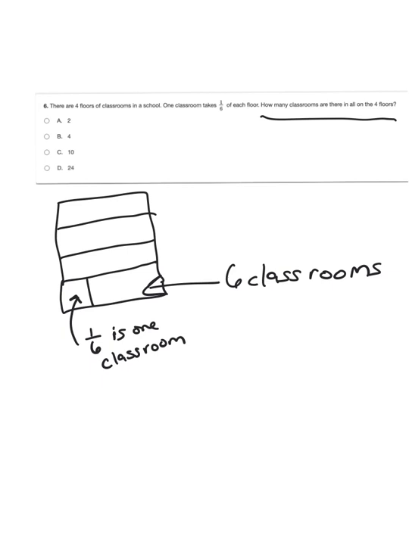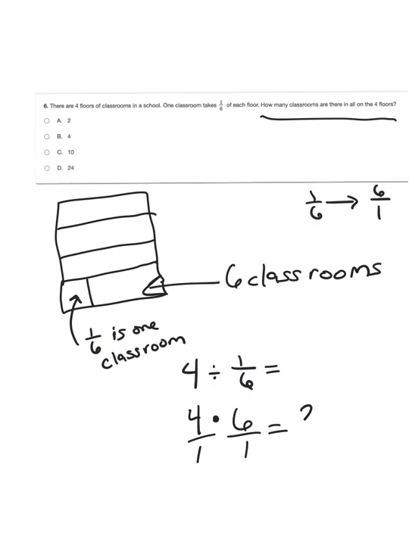We're going to take our 4 floors and divide it by 1/6. To solve that, we're going to multiply by the reciprocal. 4 stays the same. Division turns to multiplication. The reciprocal of 1/6 is 6/1. So we're going to multiply 4 times 6/1, which is this basically. And 4 times 6 is 24. Is that what you guys got too? 24.